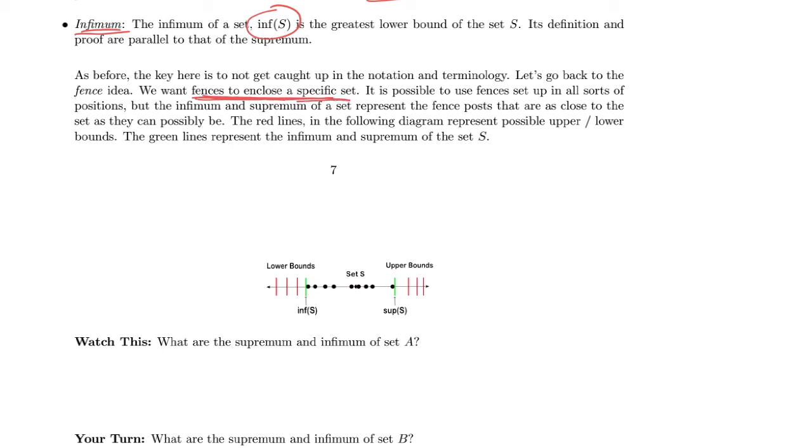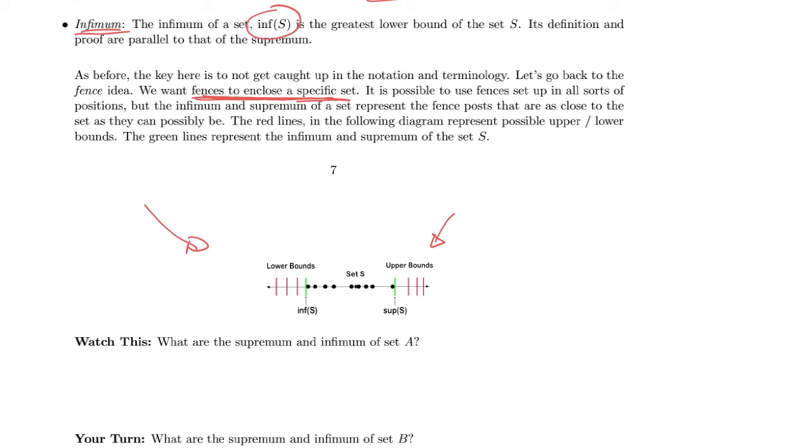So if you take a look at the picture down below, we've got lower bounds and we've got upper bounds. I've put these little red markers there. For example, let's look at the upper bound first. I put these little red markers here to represent all sorts of upper bounds. In fact, this one here would also be a red one. But of all those fences, the one that's the smallest upper bound is the one that I've pointed to and labeled the supremum of the set. There is no value smaller than that value that represents an upper bound for that set.